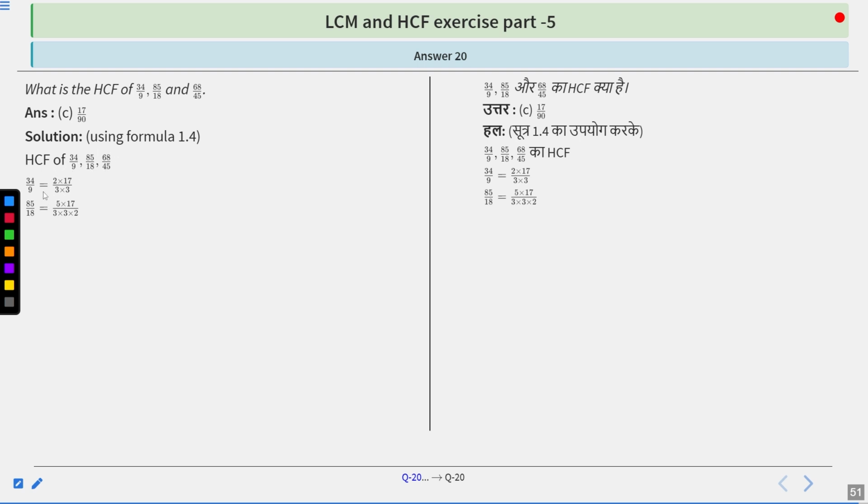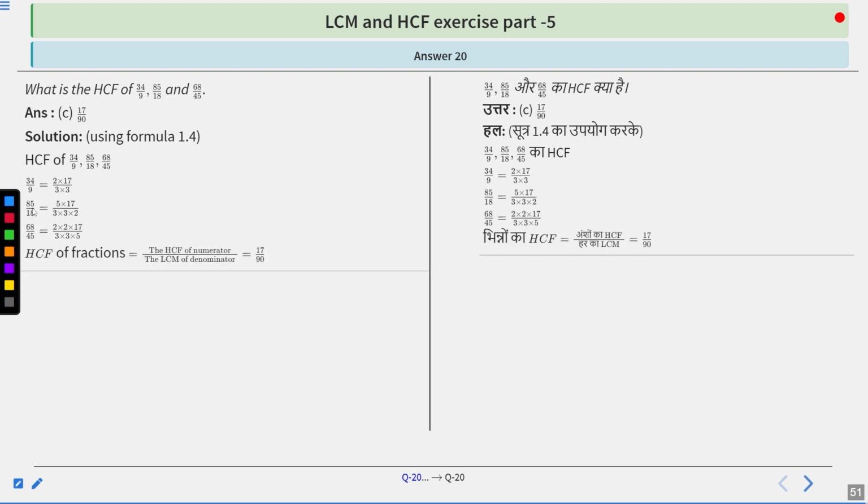34 upon 9 can be written as 2 into 17 upon 3 into 3. 85 upon 18 can be written as 5 into 17 upon 3 into 3 into 2. 68 upon 45 can be written as 2 into 2 into 17 upon 3 into 3 into 5. So we have done the prime factors of the numerator as well as the denominator. Prime factors of 34 are 2 and 17, 9 is 3 into 3, 85 is 5 into 17, 18 is 3 into 3 into 2, 68 is 2 into 2 into 17, and 45 is 3 into 3 into 5.